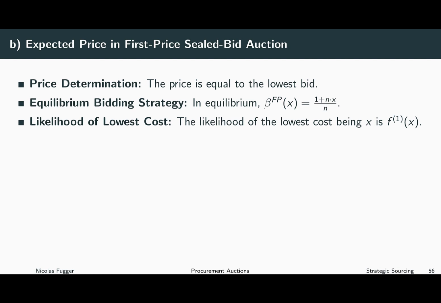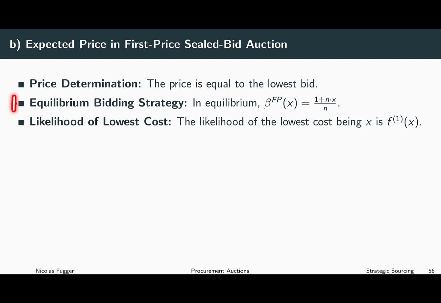In this video, we are going to determine the expected price in a first price sealed bid auction. Again, we start with looking at the pricing rule. And remember, in a first price sealed bid auction, the price is just equal to the lowest bid.